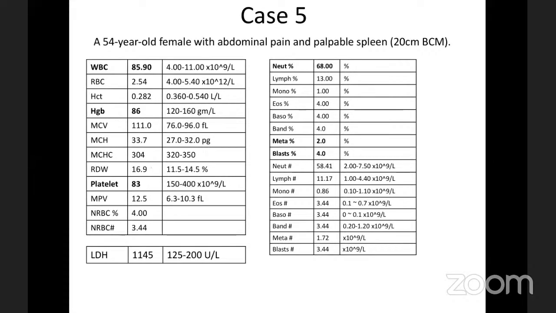Next case. A 54-year-old female with abdominal pain and a palpable spleen of 20 centimeters below the costal margin. So the patient has splenomegaly.